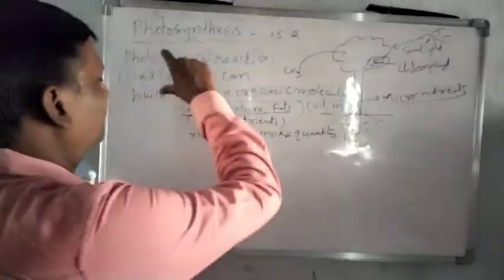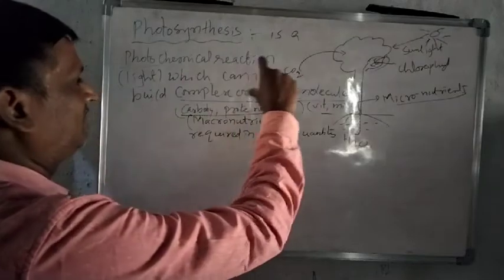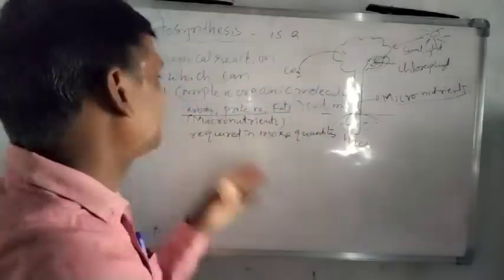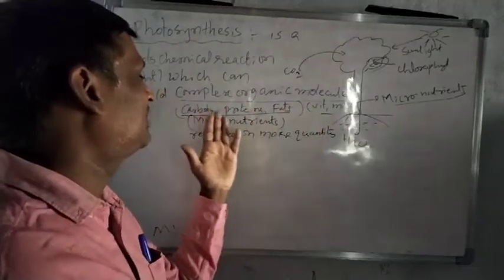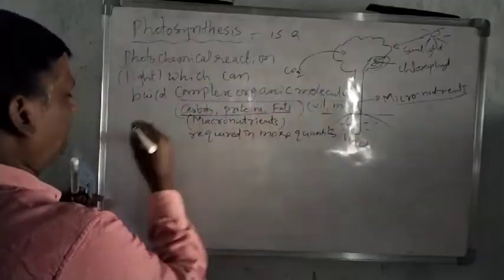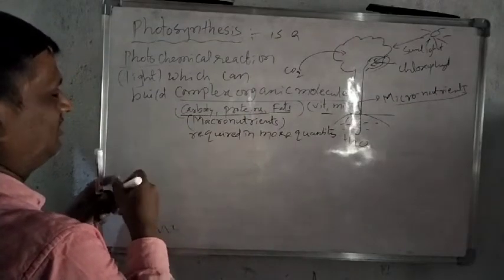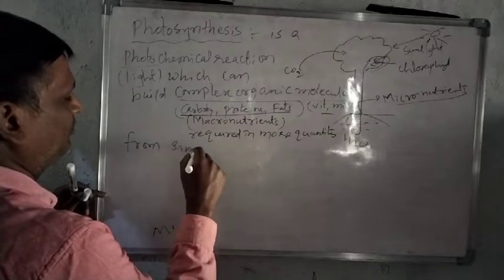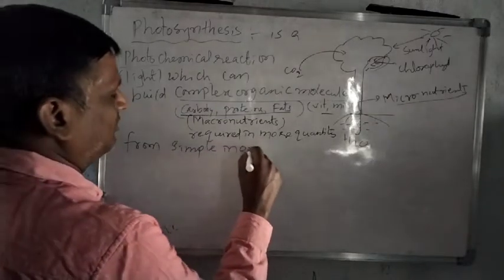So in the photosynthesis process, what happens is it builds up complex organic molecules. The complex organic molecules are nothing but carbohydrates, proteins, fats or vitamins. Then we are continuing the definition: from simple inorganic molecules.